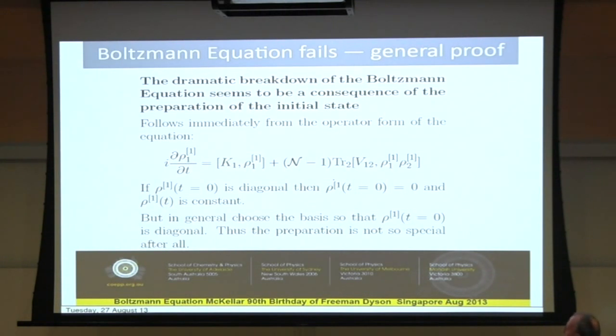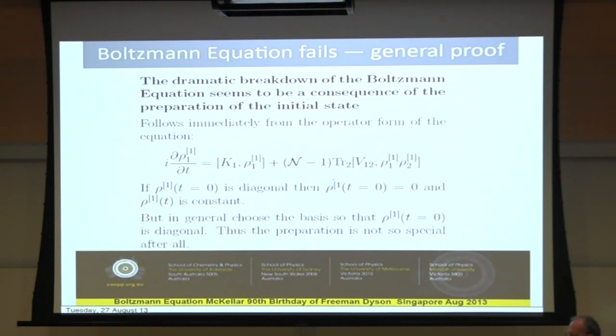In fact, you don't even need to do the other calculation that I just did. Each time I write this down, I find a simpler way of proving the result. So all you need to do is to notice that if it happens that at t equals zero, rho one is diagonal, then this will commute with that. And I'd put the trace with particle 2 in there, get a commutator of rho 1 with the other stuff, and rho 1 is diagonal, so it commutes with anything. So this term is also 0. So almost trivially, rho 1 is a constant.